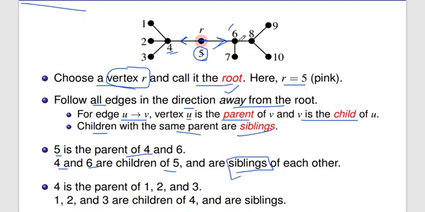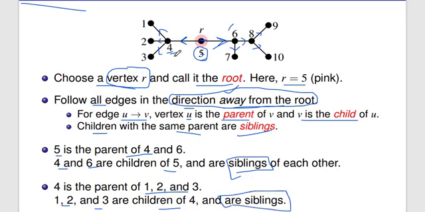Now next, make the arrows like this. We have to make the arrows' direction away from the root. Now 4 is the parent of 1, 2 and 3, and 1, 2 and 3 are children of 4 and are siblings to each other.